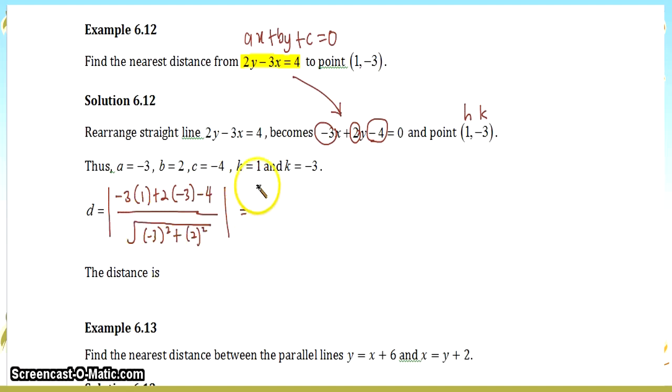Okay, so we solve the numerator, we get negative 3 minus 6 minus 4, over the square root of 9 plus 4. Don't forget the modulus sign. So solving both the upper and bottom parts, we get negative 13 over the square root of 13.